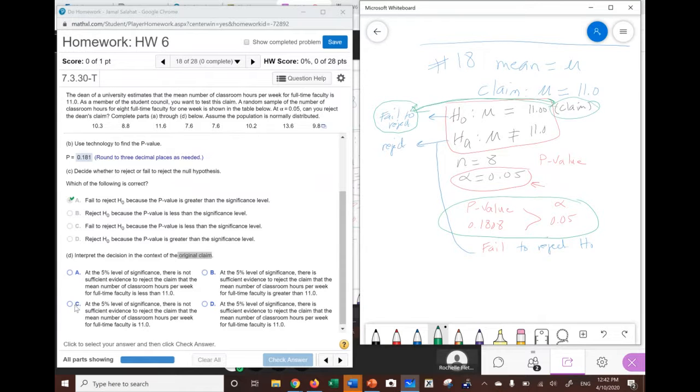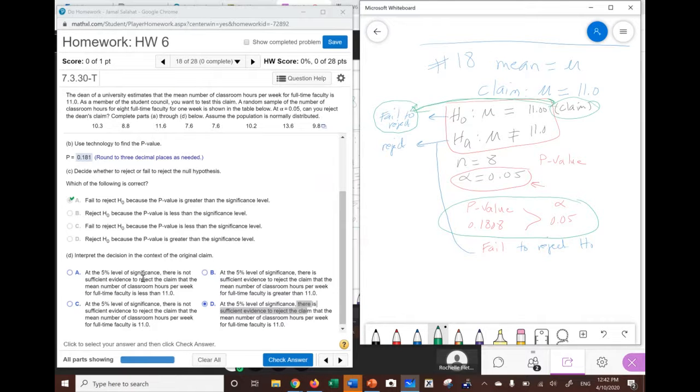In C, it says at the 5% level of significance, there is not enough or sufficient evidence to reject the claim. So it's going to be either A or C, because if you look at B, it says there is sufficient evidence to reject the claim. And in D, it says there is sufficient evidence to reject the claim. Notice that we said in here, there is not enough evidence to reject the claim because we are not rejecting. So we're going to choose between A and C.